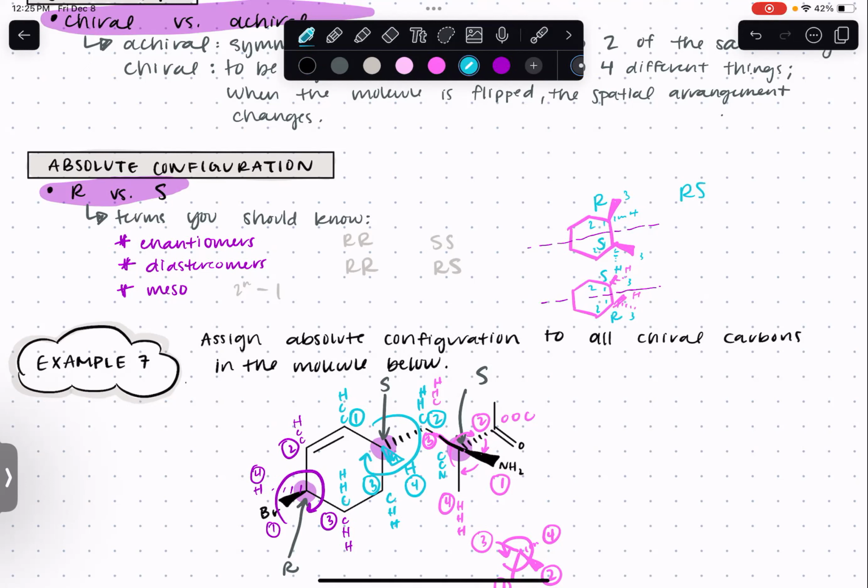these two, if I fold them in half, they're going to be exactly the same. So rather than having something that's SR and RS, these communicate the same thing because it's a meso structure. So I have something that's RR, I have something that's SS, but I only have one that's RS or SR because that RS structure has a line of symmetry and it's going to be the same either way.